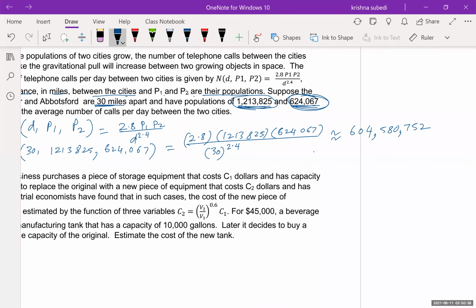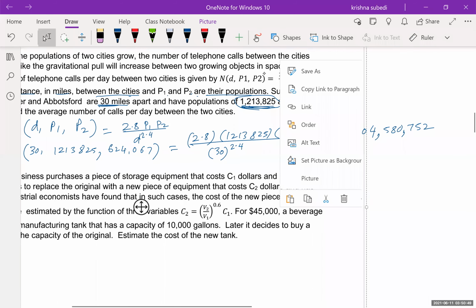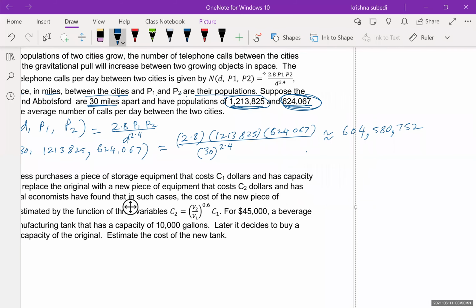Am I right? Yes, thank you. Now, notice that because we are talking about the number of phone calls, if your answer is in decimal, that's not a good one. You need to round it, because the number of calls cannot be a fraction. You cannot say, oh, I called you 4.2 times. Doesn't make sense, right?